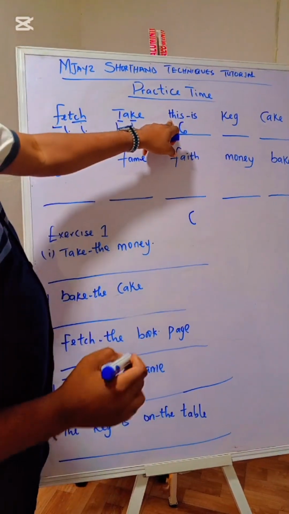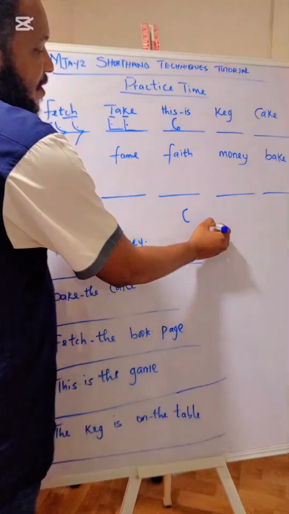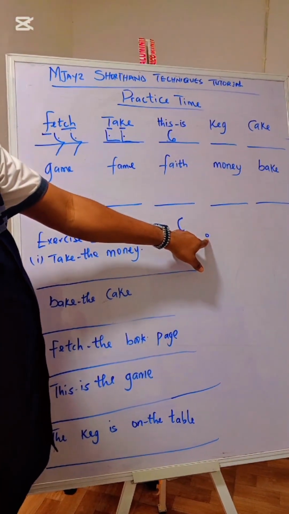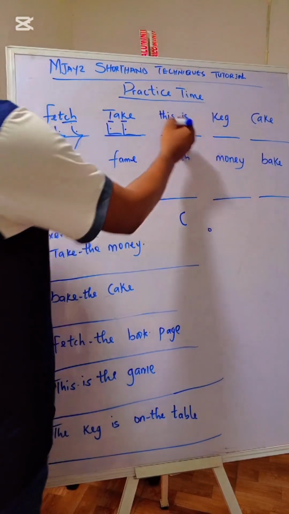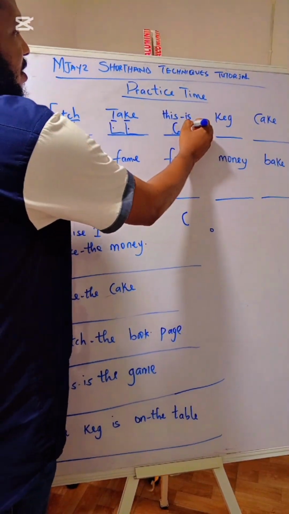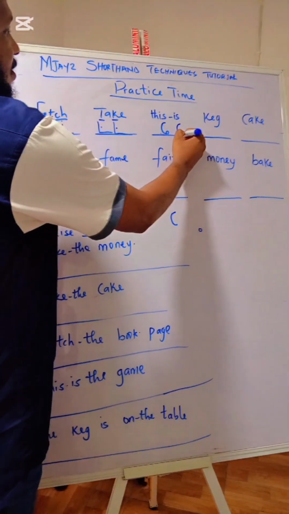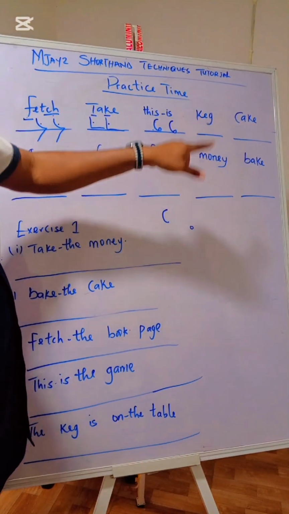Then here we have this is. So is is represented with a small dot, a small circle, when it is being phrased with another word. This is a short form using this TA sound. So by the time you add the small circle on it, that has represented this is.